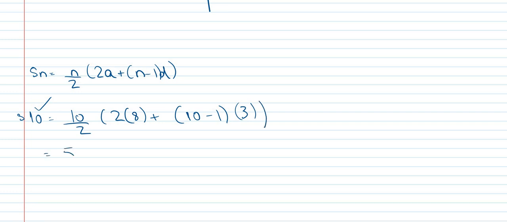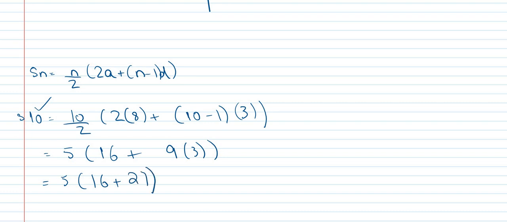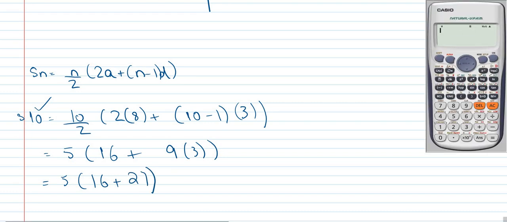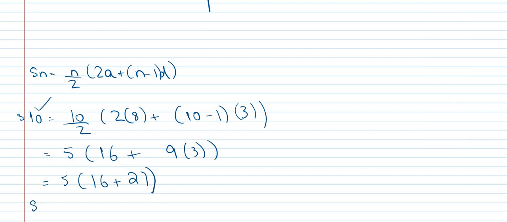So this will become 5. 10 divided by 2 is 5. 2 multiplied by 8 is 16, plus 10 minus 1 is 9, and you will multiply 9 with 3 first. So this becomes 5 times 16 plus 9 3s is 27. Alright. So 16 plus 27, you will multiply this number with 5. So you get 215. So the sum of the first 10 terms is going to be 215.